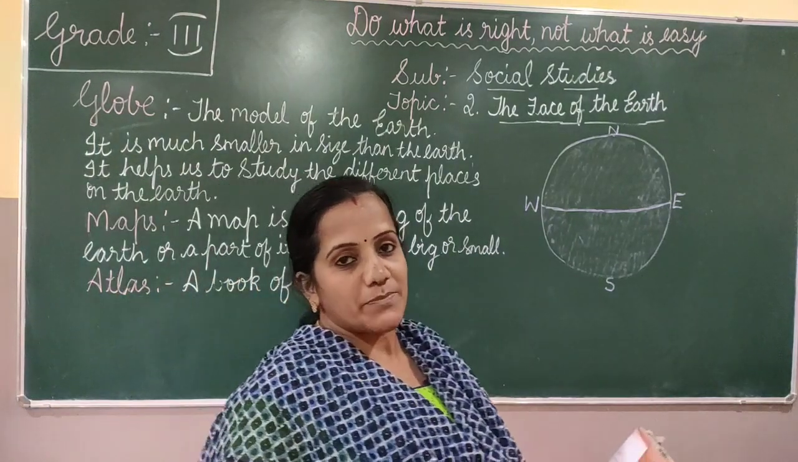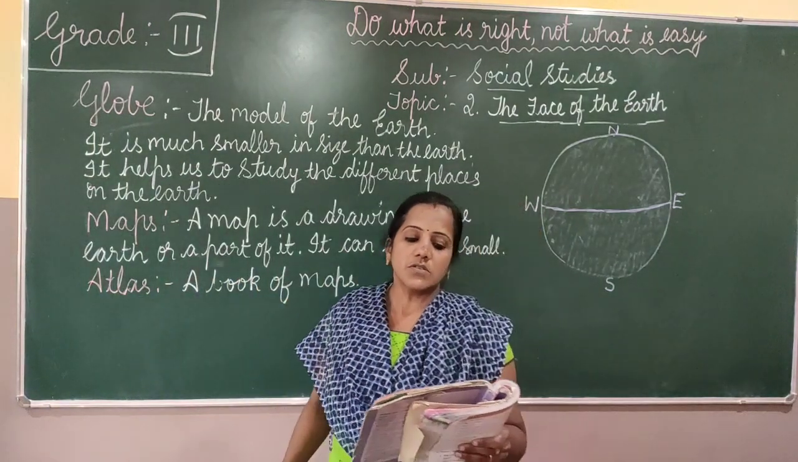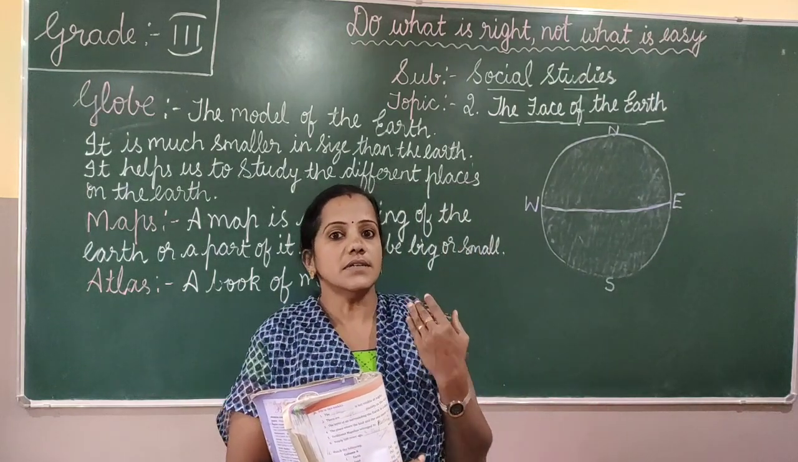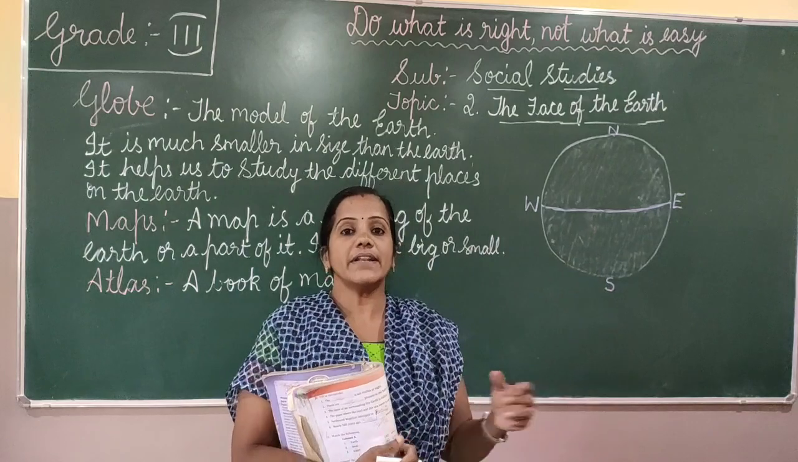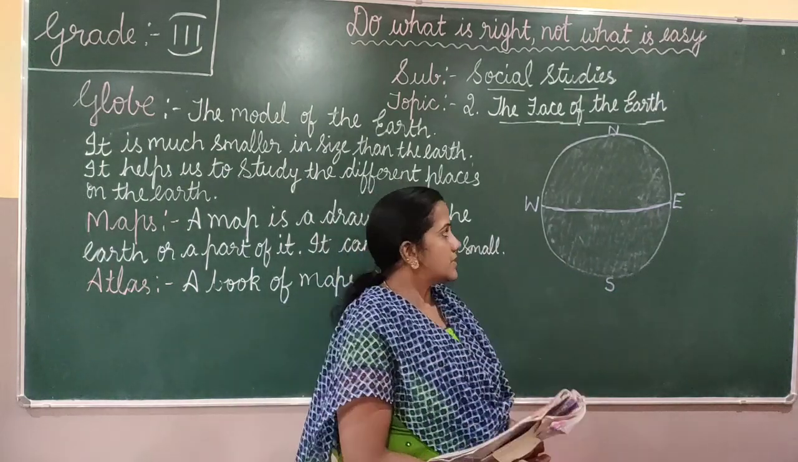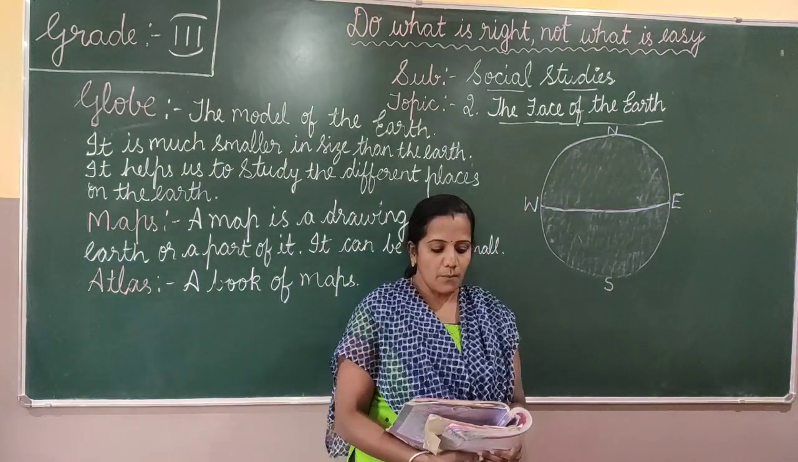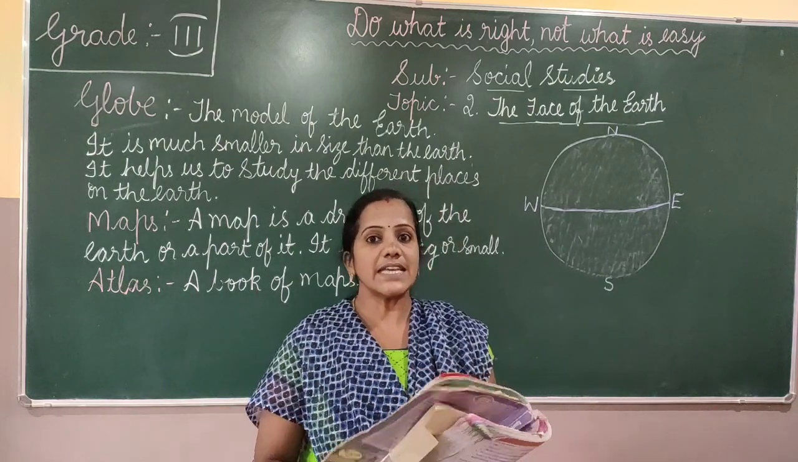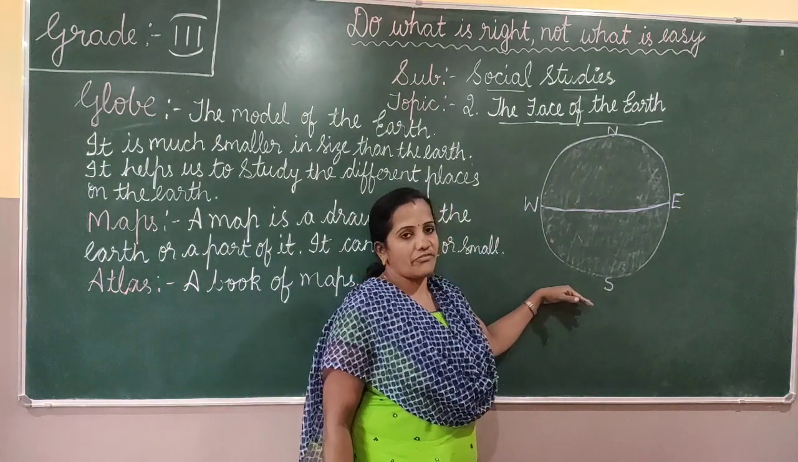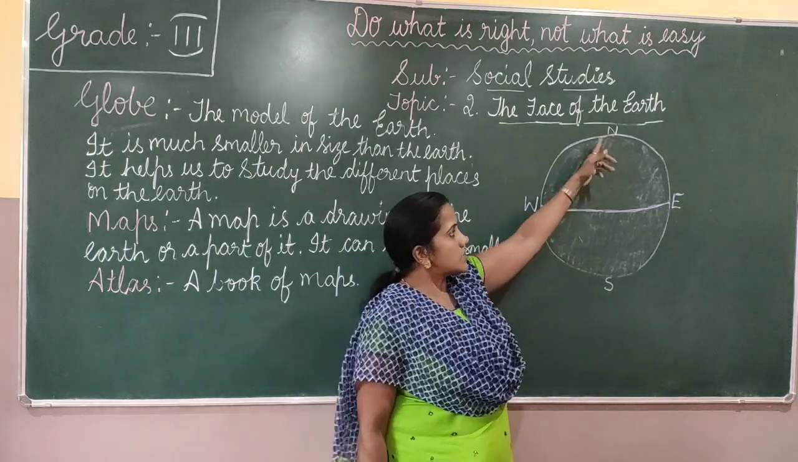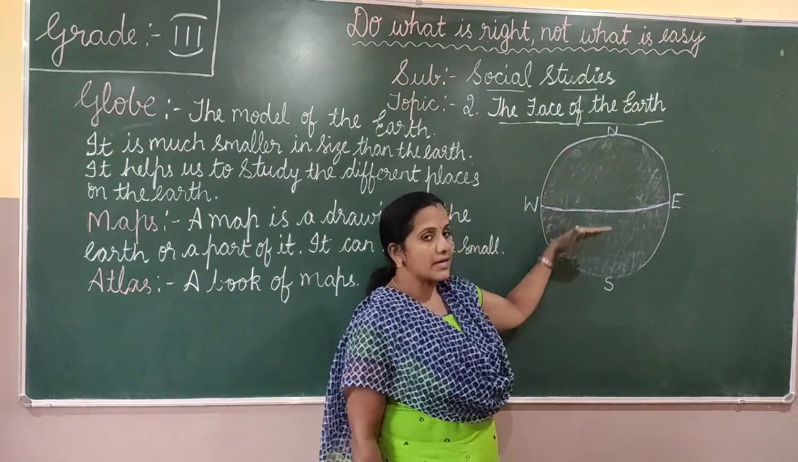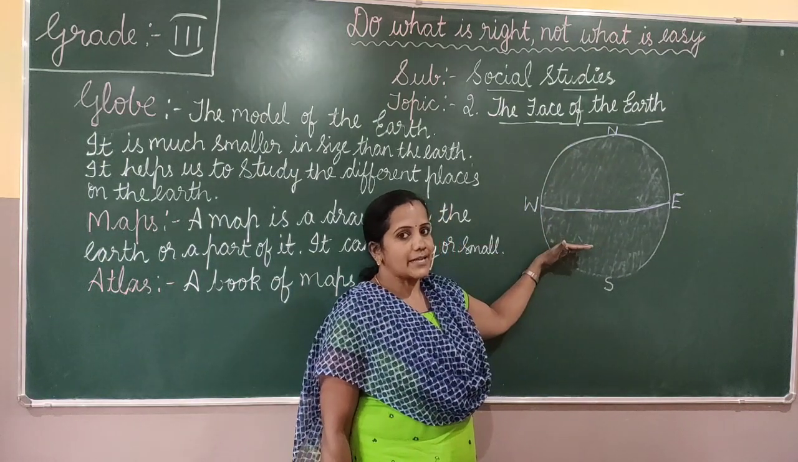So children, now I will explain this. First, the face of the earth. You all know how the earth looks. It's a very huge ball. It's so huge that we can see only a part of it at one time, is it? We can see only a part of the earth at a time.